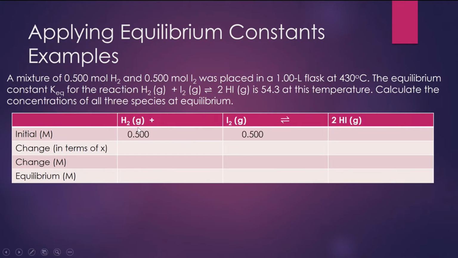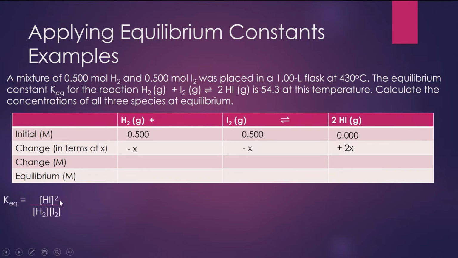Initially, we have an initial concentration of H2, which is 0.5, and of I2, which is 0.5. Our initial concentration of HI is 0. We don't have anything yet. What's going to happen during the reaction is that X amount of H2 and X amount of I2 are going to react to form 2X HI. 2 because of the coefficient 2 here. Notice with I2 and H2, the same amount will react, which makes sense. It's a 1-to-1 ratio for I2 and H2.